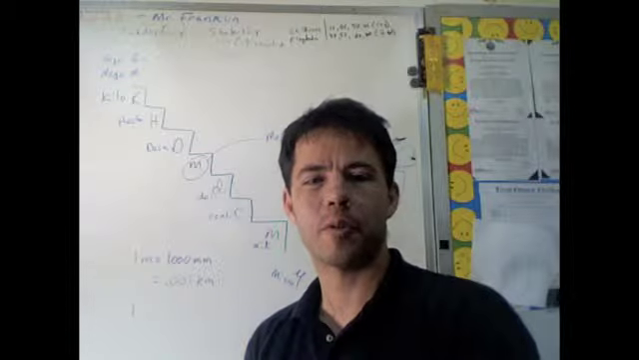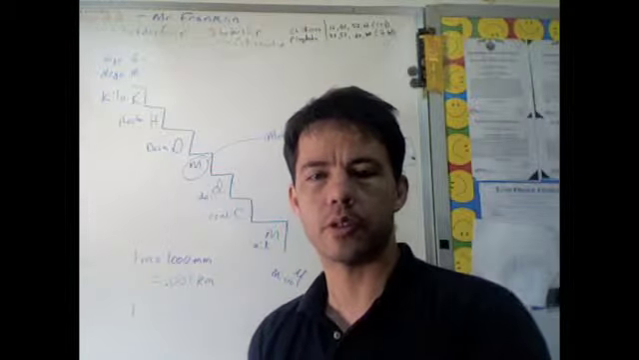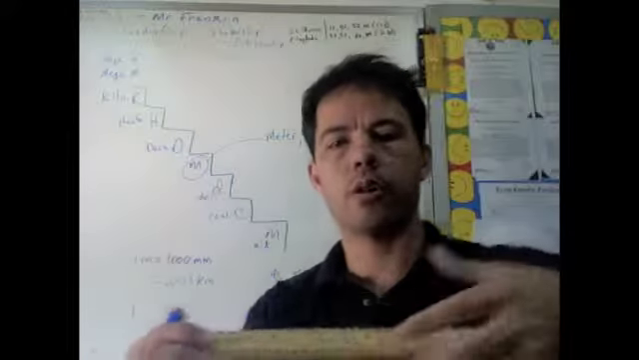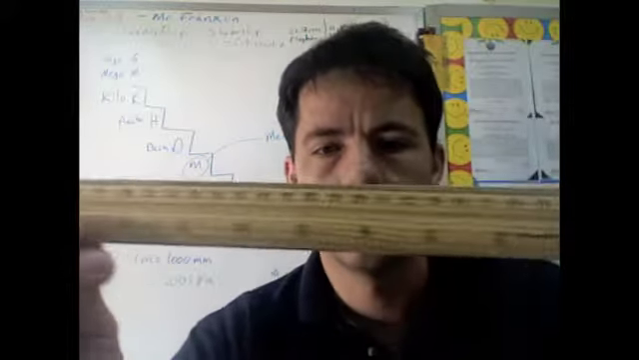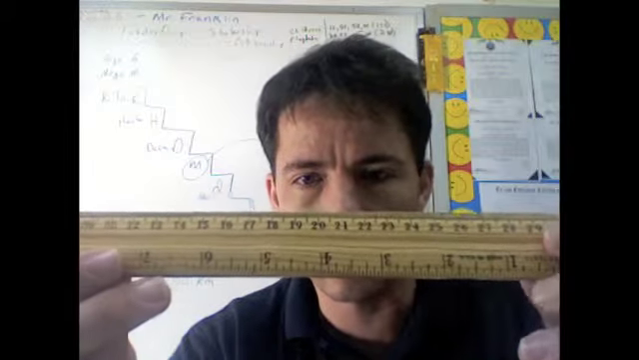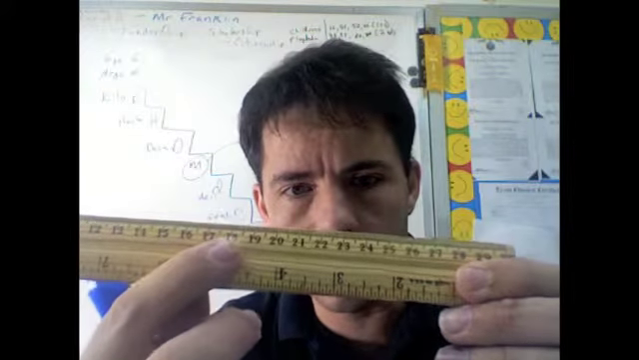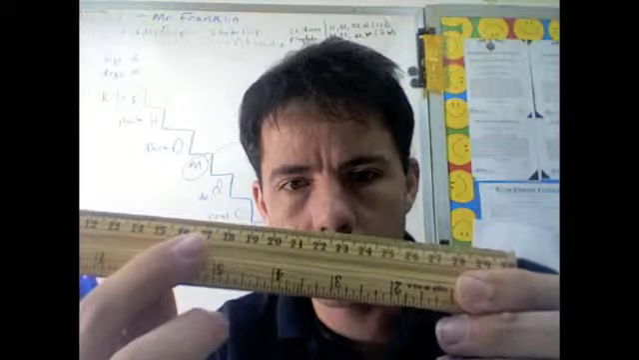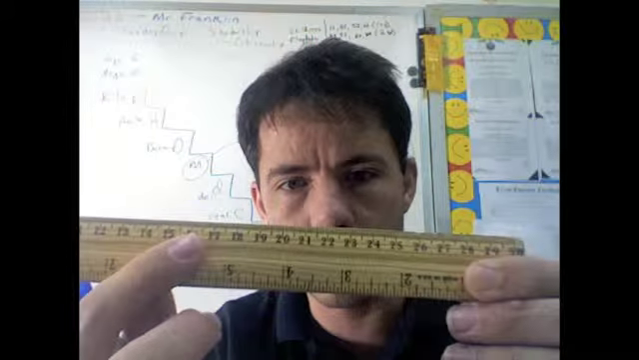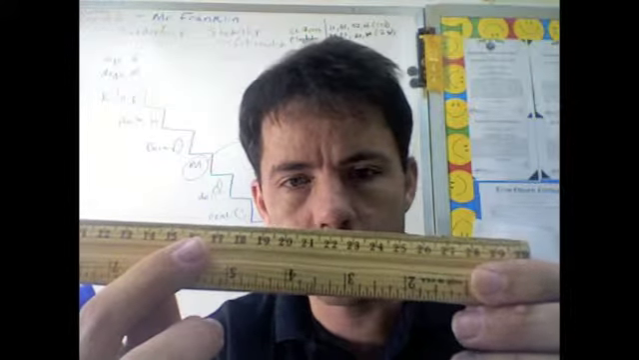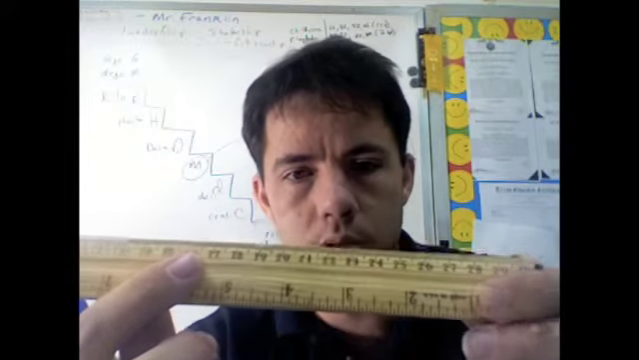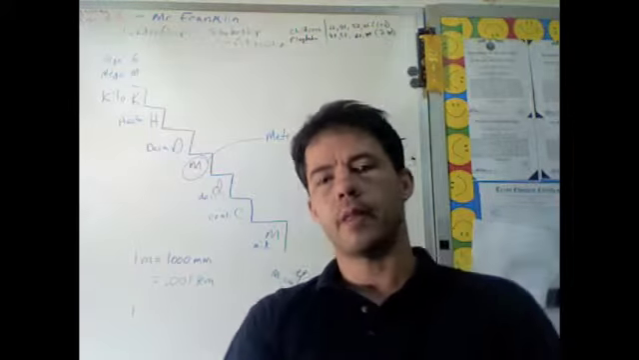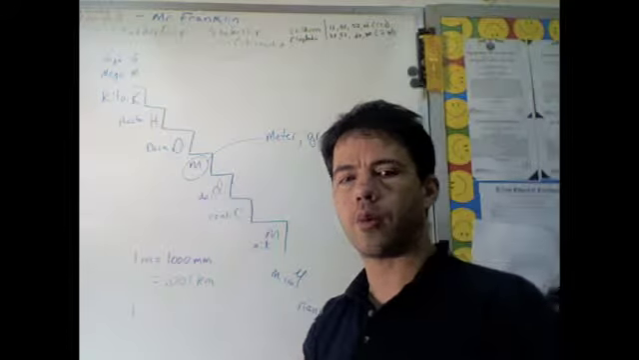Hello, today I'm going to review with you some basic metric measurements. We're all familiar with measuring things with a ruler. And today we're going to look at the metric side of things. We're used to looking at the centimeters, and we should all know by now that 1 centimeter is equal to how many millimeters? 10 millimeters, okay?